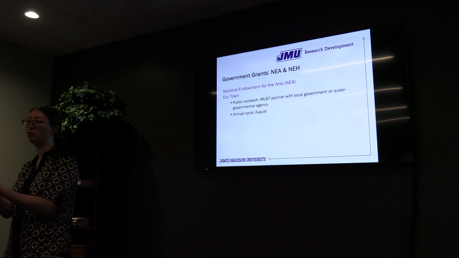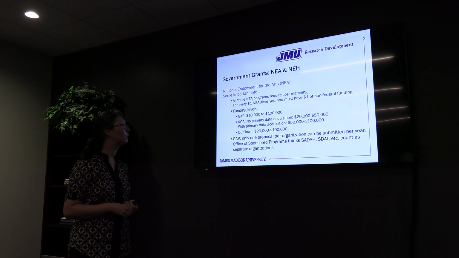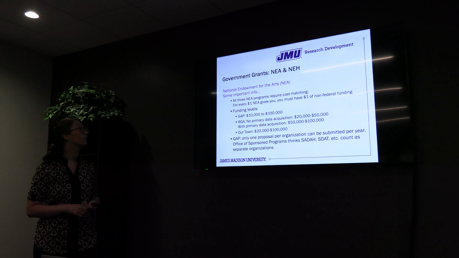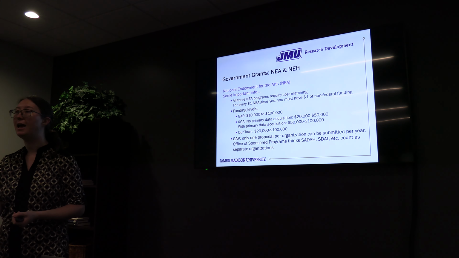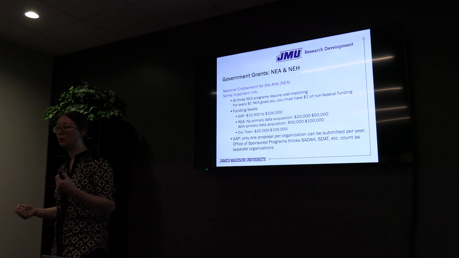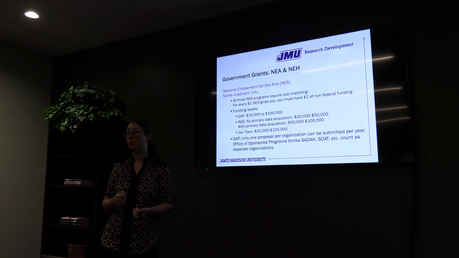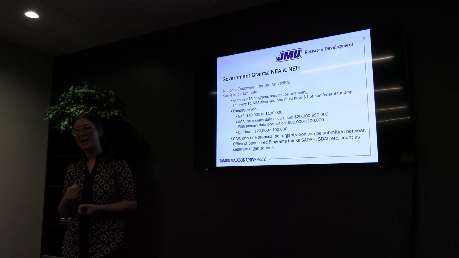Some important information if you're applying for an NEA grant. All three of those programs require what we call cost matching or cost sharing, which is that the NEA will not fund your entire project. For every dollar that the NEA puts in, you have to show them that you're getting a dollar from somewhere else. And somewhere else has to be not the federal government. So it can be a Virginia State Fund grant, it can be something from CVPA or STAD, but you have to have some sort of cost sharing between them. That doesn't necessarily mean cash, okay?